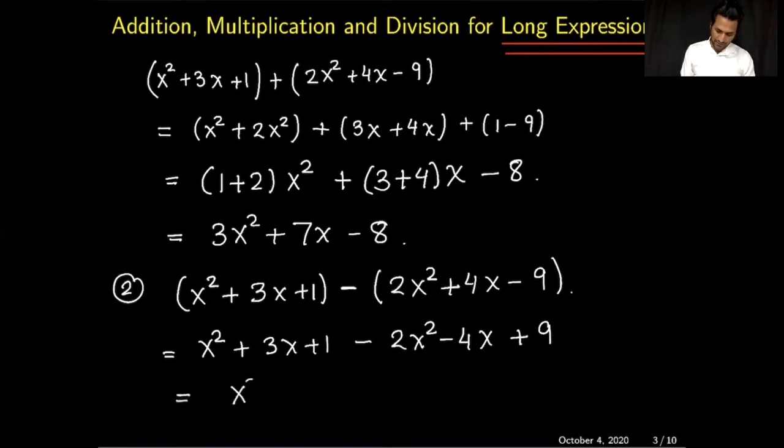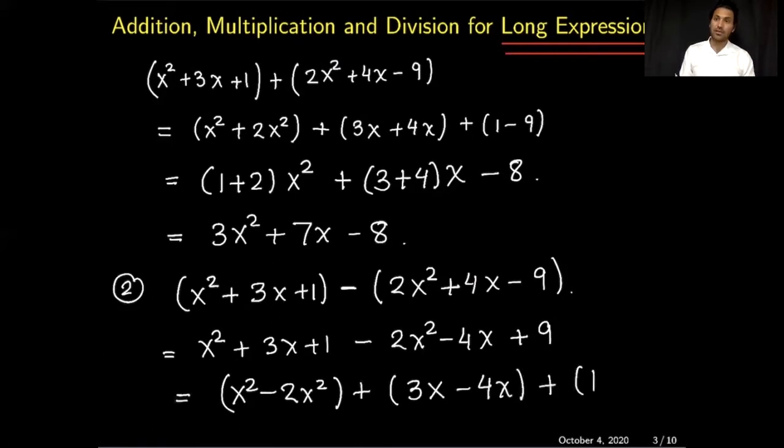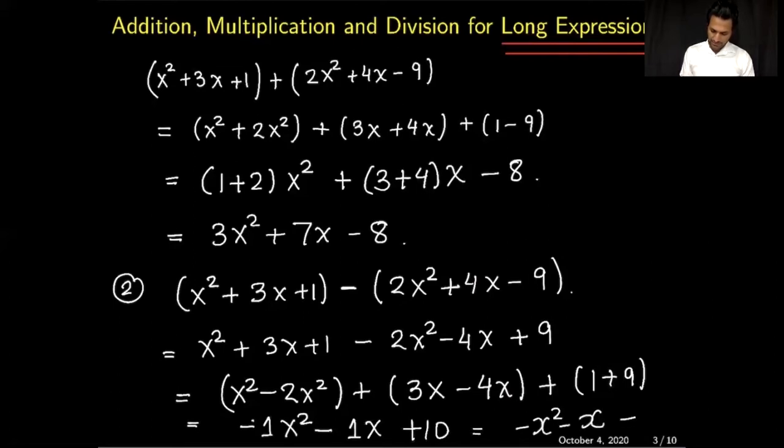Next we will group these terms together. So this will be x squared minus 2x squared in one group. The second group will be 3x and negative 4x. And the last group will include the constant terms, which are 1 and 9. Now I can perform the addition and subtraction operations between the terms. So this gives me minus 1x squared, minus 1x, and plus 10, which also can be written as minus x squared minus x plus 10.